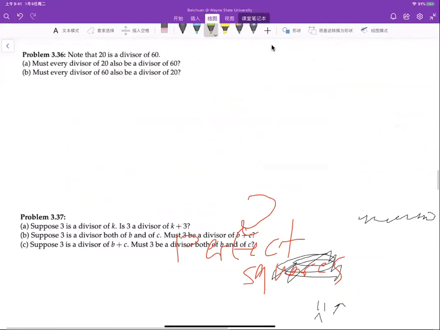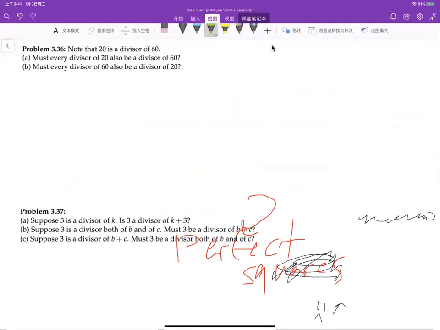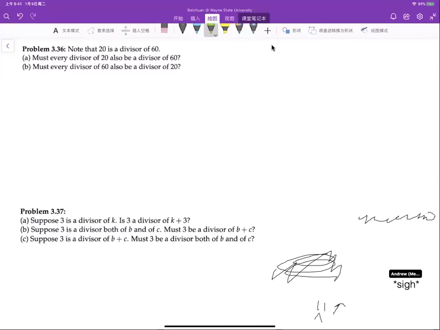All right, the next one, 36. Note that 20 is a divisor of 60. So must every divisor of 20 also be a divisor of 60? Please do not write anything on the board. Genova, please stop writing.